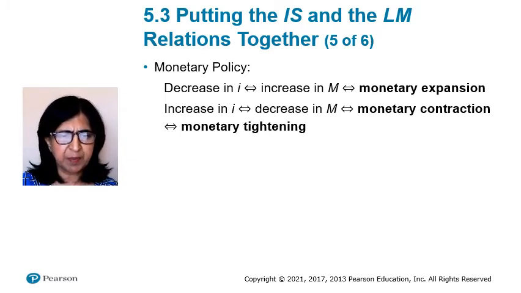Monetary policy is implemented through changes in the money supply by the central bank. Monetary expansion through an increase in the money supply leads to lower i. This causes the LM curve to shift down. Monetary contraction or tightening through a decrease in money supply leads to an increase in i. As a result, the LM curve shifts up. The change in the interest rate does not change the relation between output and the interest rate. It does not shift the IS curve.